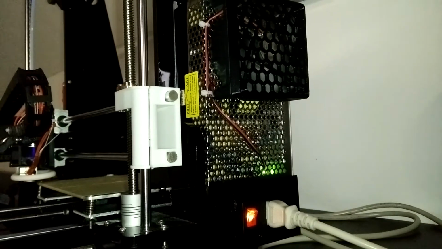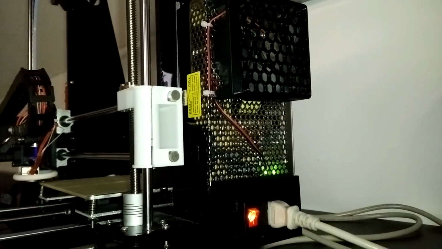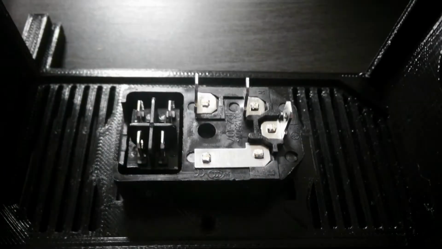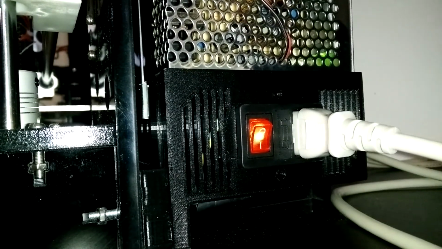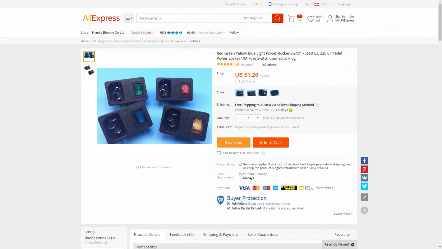My solution includes a printed part as well as the socket for mains power. This socket, which is of the same kind as the ones found at PC power supplies, additionally contains a fuse and an illuminated rocker switch that switches both the neutral and the hot wire. I ordered it for about $1.20 on AliExpress.